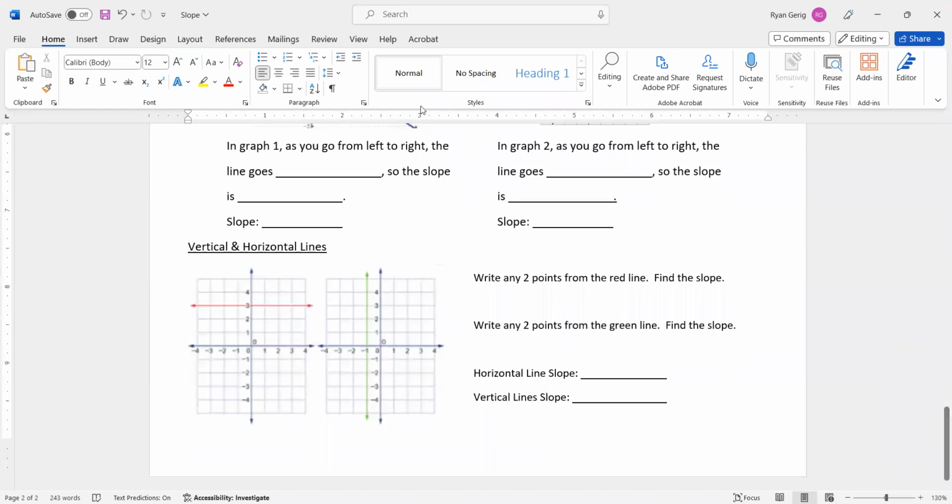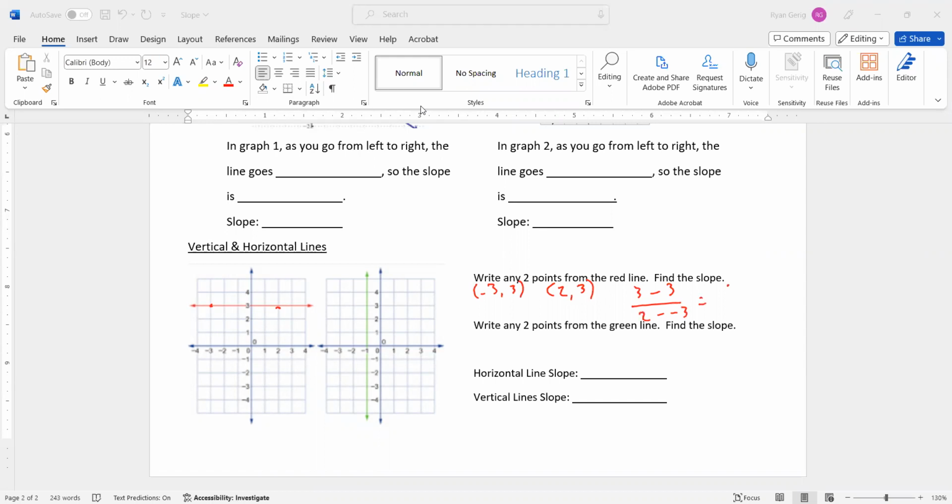Vertical and horizontal lines. I could tell you what the slopes are very easily, but I'm going to try and help you see why. So I'm going to write any 2 points from the red line. I'm going to just take -3, +3. And I'll take 2, 3. I'm going to do the slope formula, 3 minus 3 over 2 minus -3.